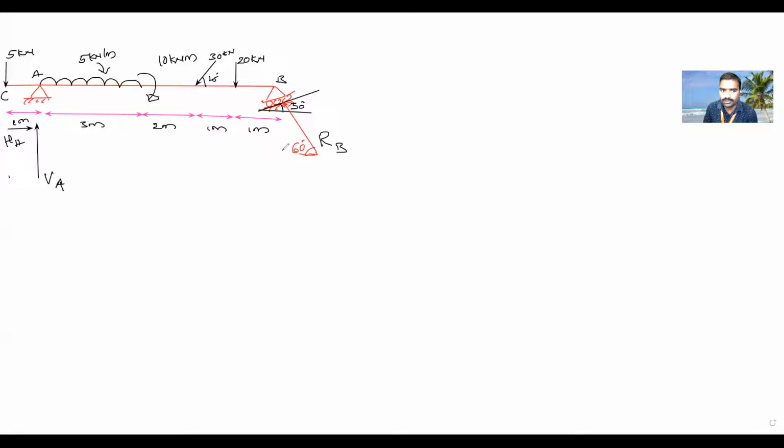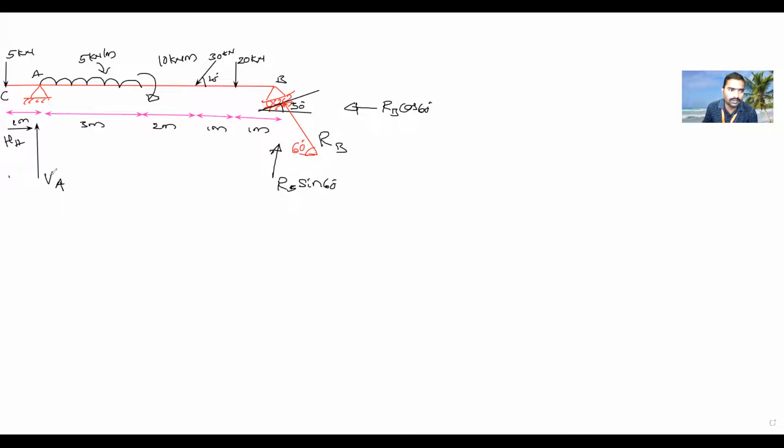So now, how to find out its y component and x component? RB resolving along horizontal and vertical direction. What is the reaction? RB. Tell me. RB sin 60. Is it correct? Yes, sir. So this is RB sin 60, that is the vertical component. Then the horizontal component is RB cos 60. Is it correct? Yes, sir.